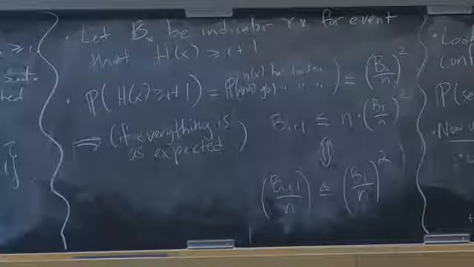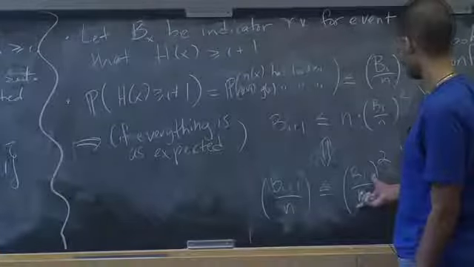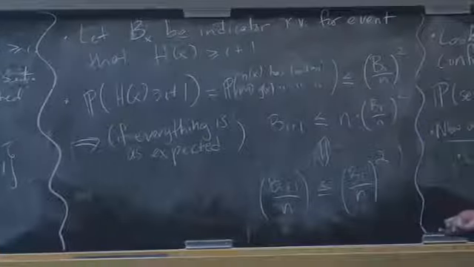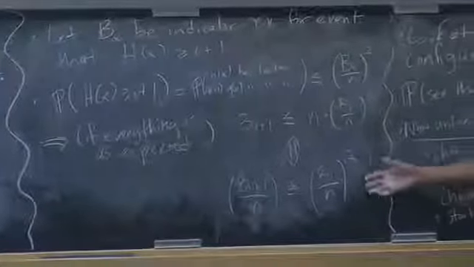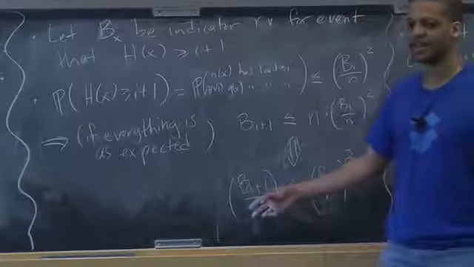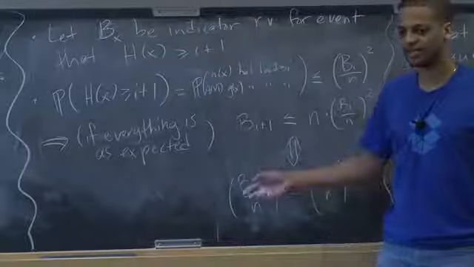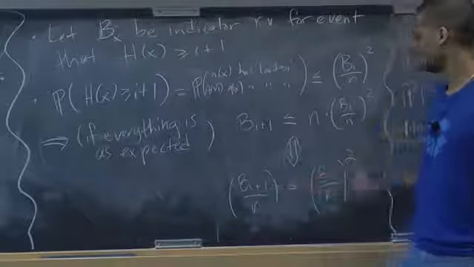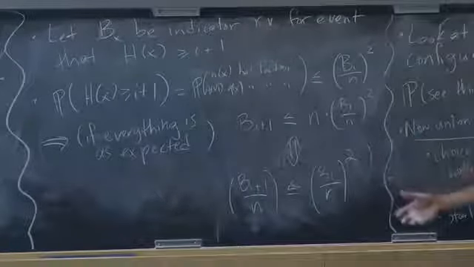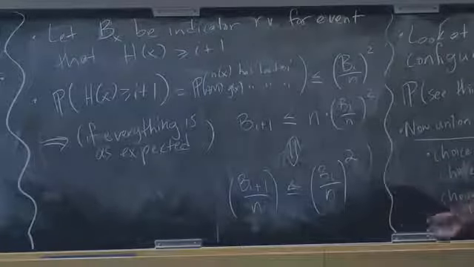Okay. So once you're in a situation where b_i over n is less than, let's say, a half, then the fraction of bins that have a high load is decreasing as a power. It's squaring each time, right?